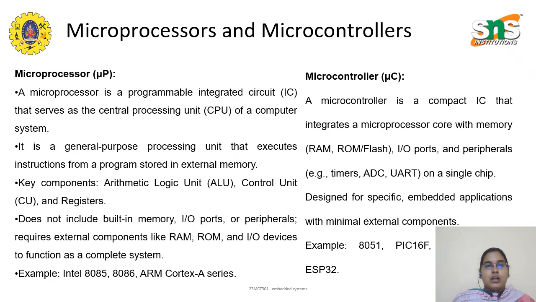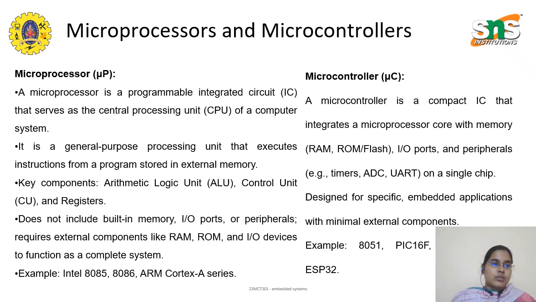Coming to the comparison of microprocessors and microcontrollers, let us take the basic definitions. A microprocessor is a programmable integrated circuit that serves as the central processing unit of a computer system, whereas a microcontroller is a compact IC that integrates a microprocessor core with memory. The microprocessor is just a central processing unit, whereas the microcontroller has the processor core along with memory, that is, either RAM, ROM, or flash.